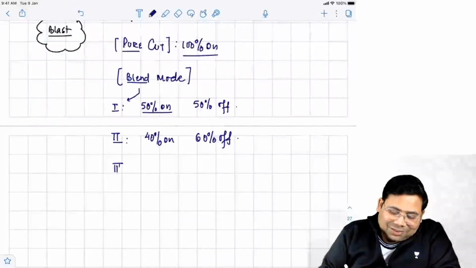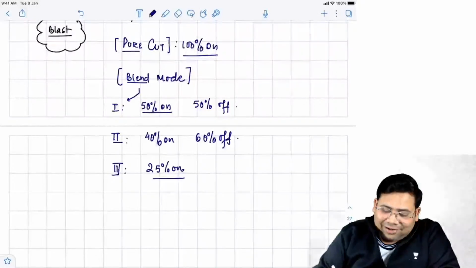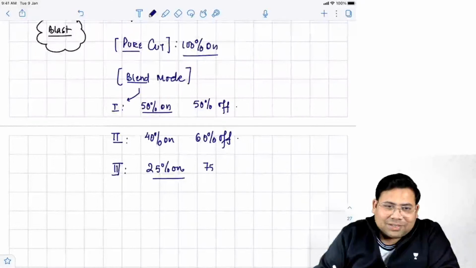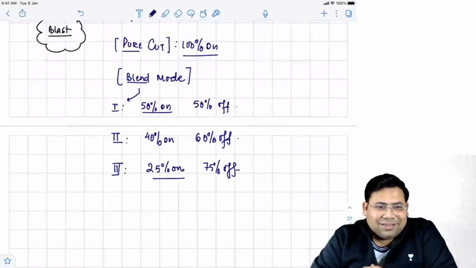So what is blend mode 3? 25% on and 75% off. So if you see this question, the answer is there.